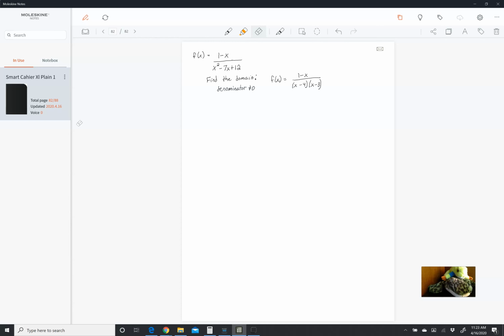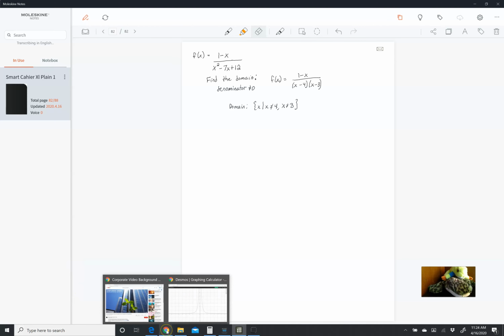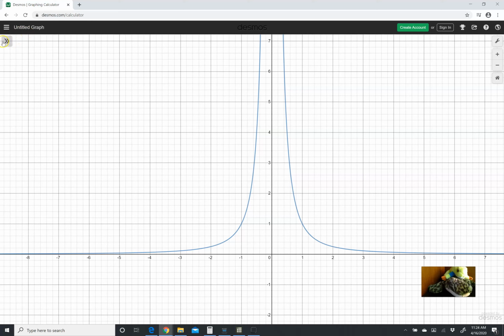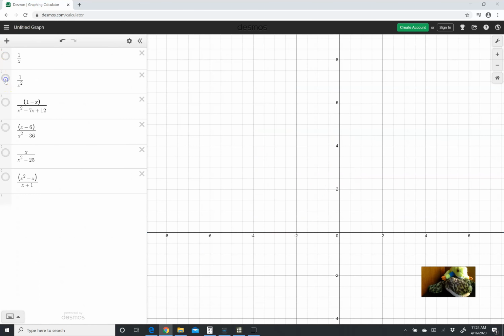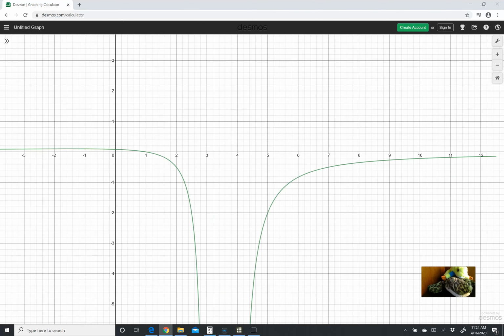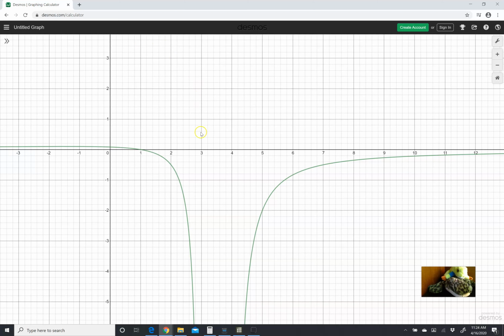Okay, so our domain is that x can't be 4 and x can't be 3. Now here's what that means. Let's go take a look at this function. That's this function right here. Now what that means is that at x equals 3, we have a vertical asymptote. And we have another vertical asymptote at x equals 4 because that's where our denominator is equal to 0.